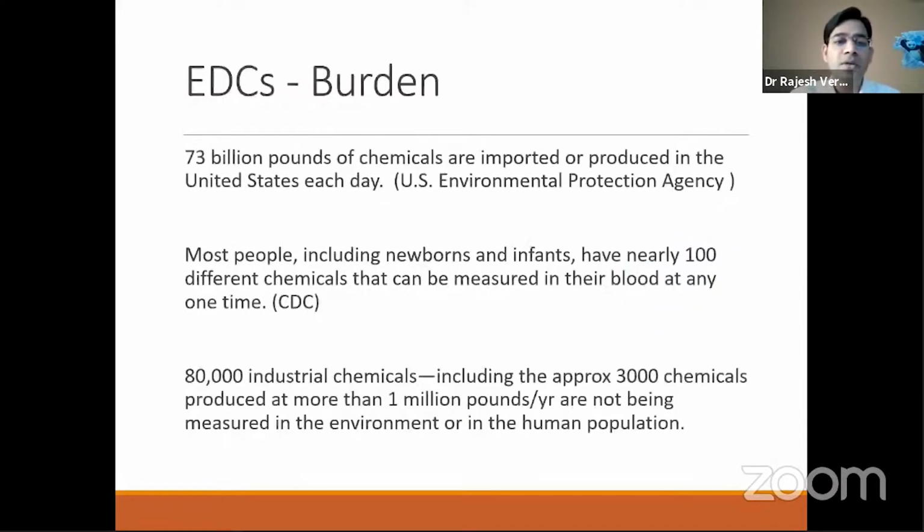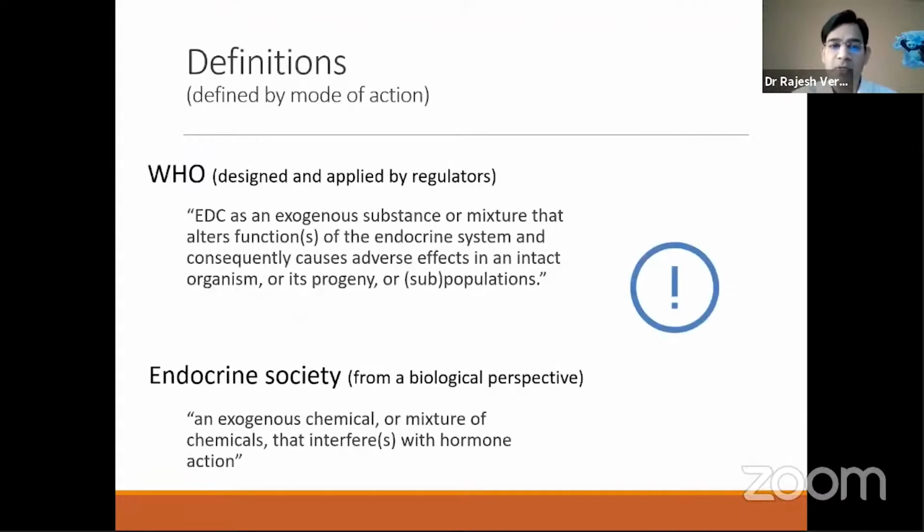So to start with, the EDC burden. 73 billion pounds of chemicals are imported or produced in the US each day. And most people, including newborns and infants, have nearly 100 different chemicals that can be measured at any point of time. 80,000 industrial chemicals, including around 3,000 chemicals produced at more than 1 million pounds per year, are not being measured in the environment.